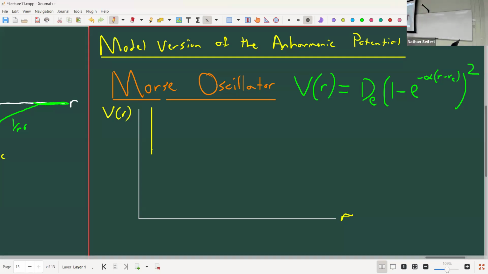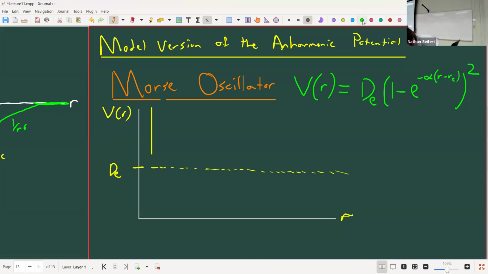What happens at long r? Well, this becomes e to the minus large number, which is effectively 0. Sorry, I start over again. At large r, the exponential goes to 0. So we have D sub E times 1, so it's just D sub E. So this system at long distance has an asymptote at D sub E.